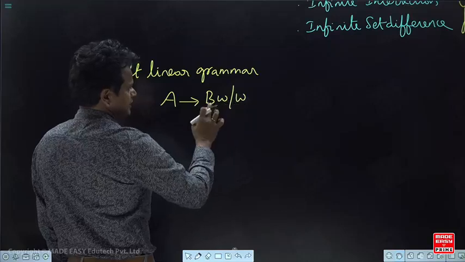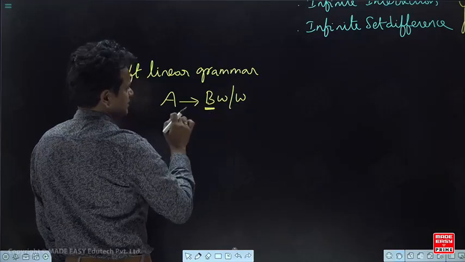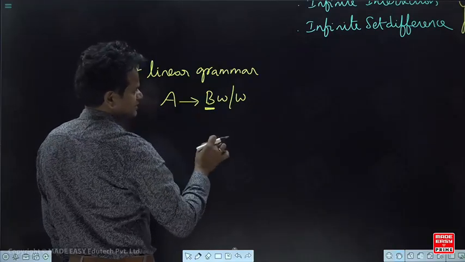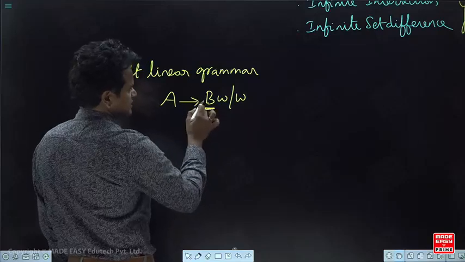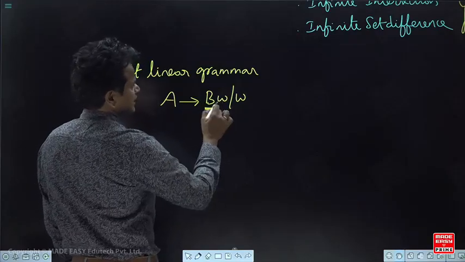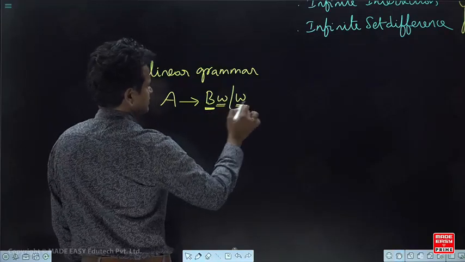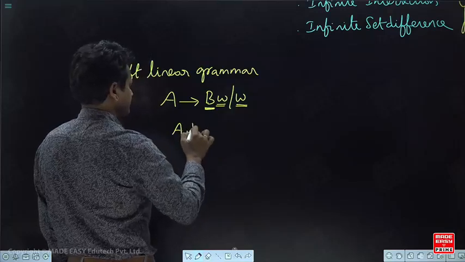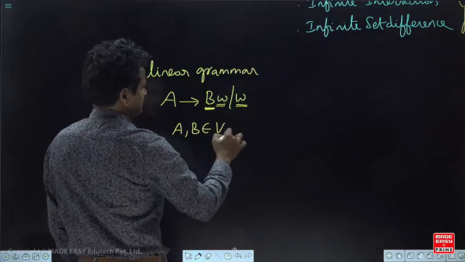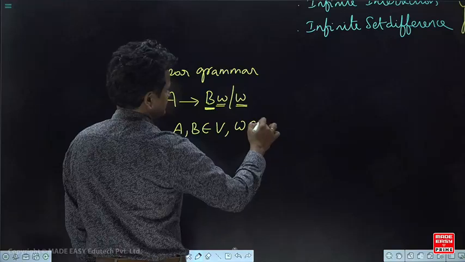Okay, or if non-terminal is there, it must be first symbol. If on the right hand side, if non-terminal is there, it must be first symbol, that too only one symbol, and followed by terminal string or only terminal string. Here A and B are non-terminals and W is a terminal string.